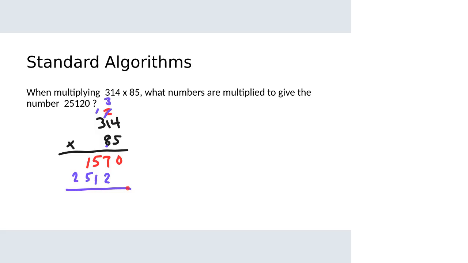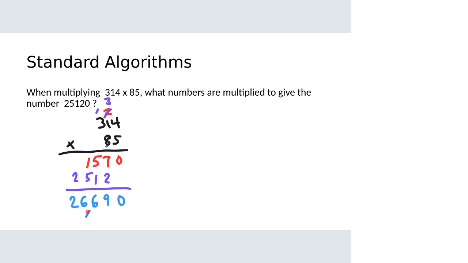And then we'll finish this by adding, and we've got a 0. 7 and 2 is 9. 5 and 1 is 6. 1 and 5 is 6. 2. 26,690 is the end of our multiplication problem. Okay, great. Now let's go back and answer the question we were asked here.